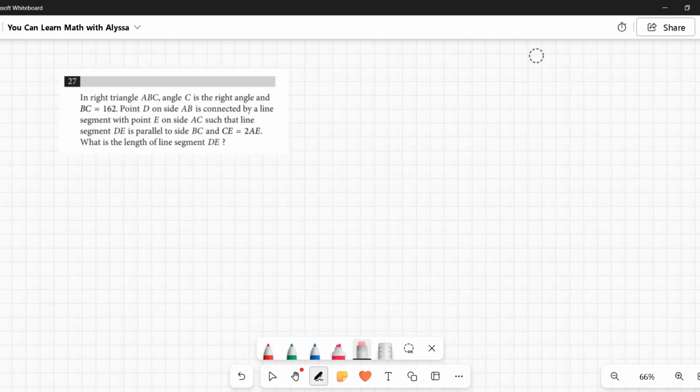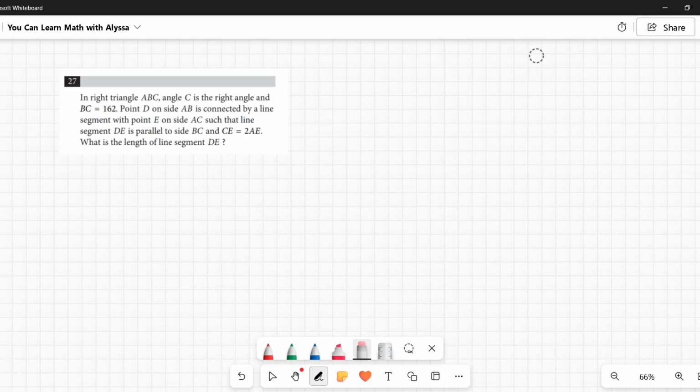Number 27, last problem. In right triangle ABC, angle C is the right angle and BC equals 162. Point D on side AB is connected by a line segment with point E on side AC such that line segment DE is parallel to side BC and DE equals 2AE. What is the length of line segment DE?